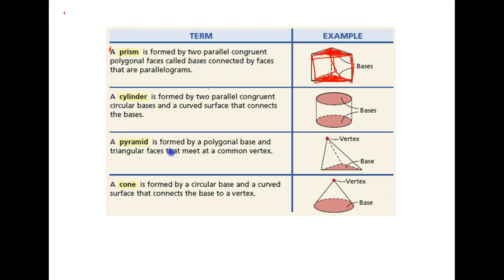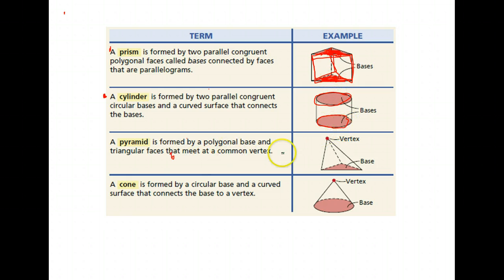Okay, next we have a cylinder. Now the difference between a prism and a cylinder is that a cylinder has circular bases, always circles. So a cylinder always has circle bases. A prism always has polygon bases, so triangles, squares, rectangles.